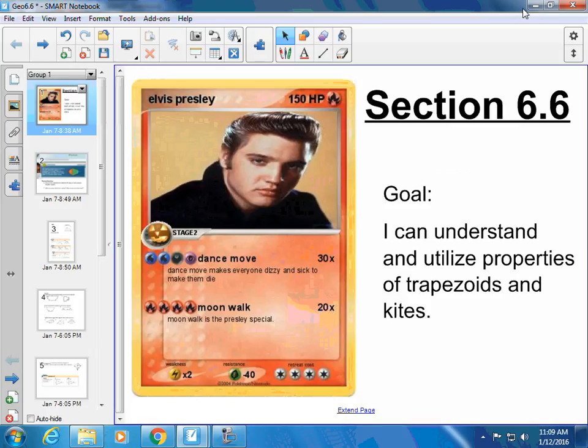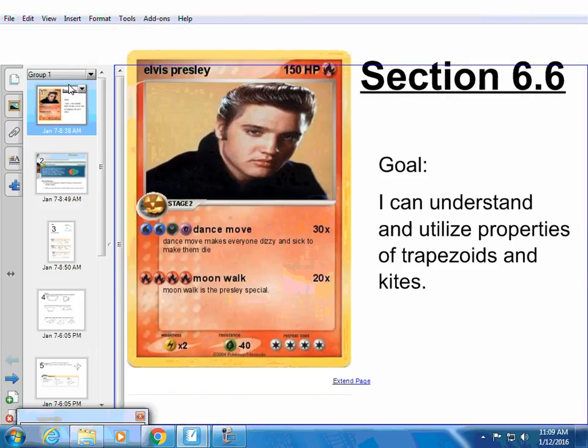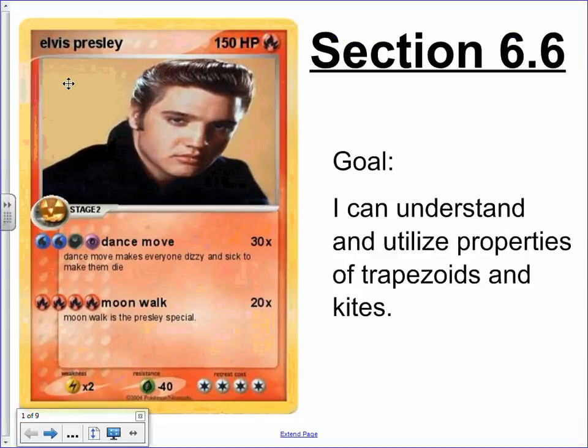So, ooh, look at that picture. That is a Pokemon card of Elvis Presley. In the past, I've made videos with Pokemon in it, or the Pokemon theme song, and I've also talked about Elvis recently because it was his birthday recently. So I found this Pokemon card and it looked pretty awesome. So that's why it's there.